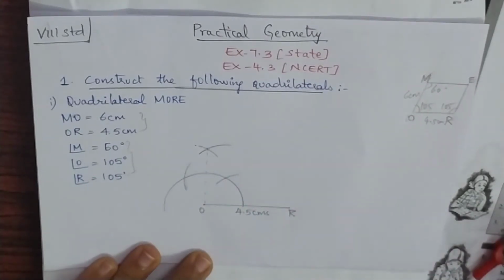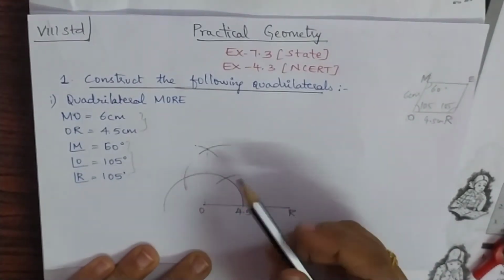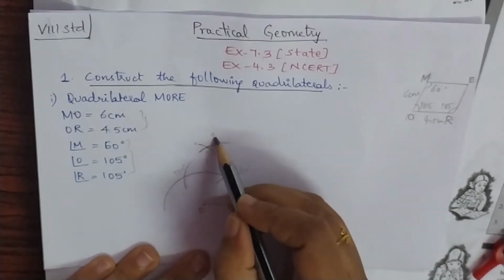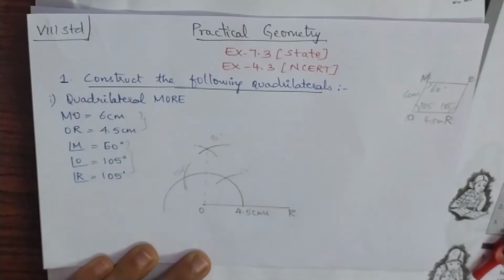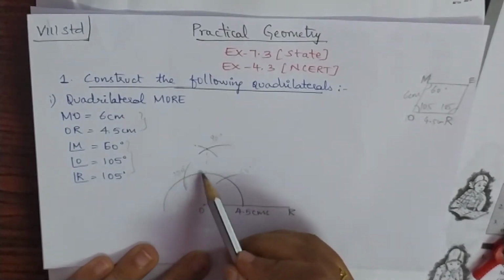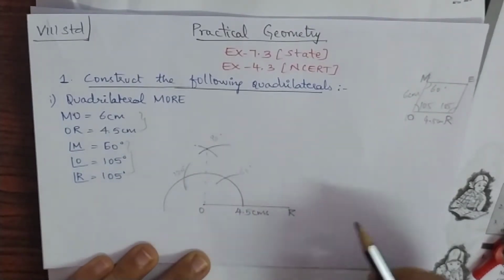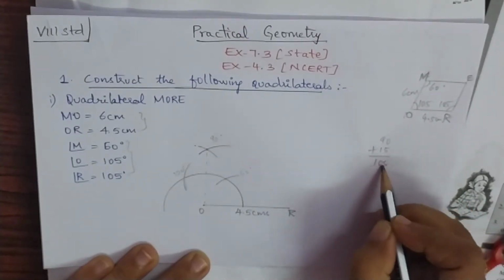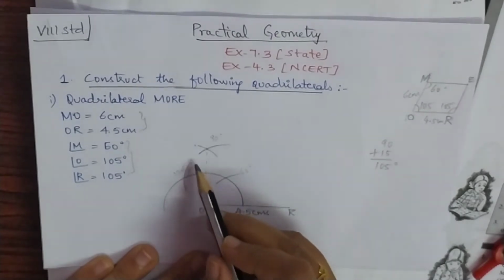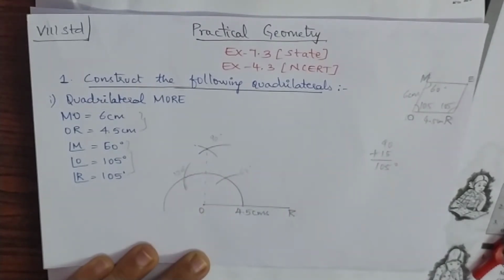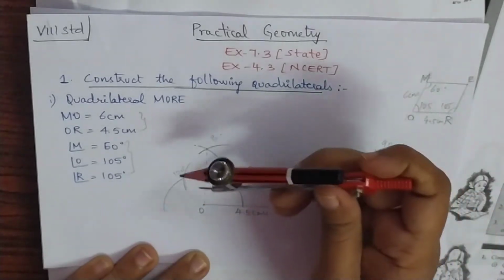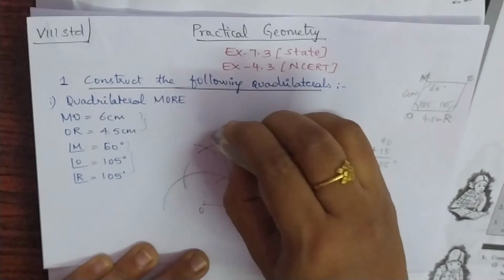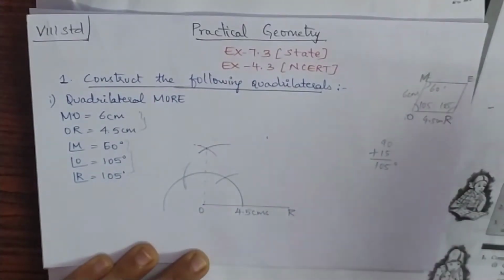We need 105 degree. Now, if this is 60 degree, this is 120 degree, this is 90 degree, what will be 105 degree? It will come between 90 and 120 degree. So 90 plus 15 will be equal to 105 degree. So between this comes the arc of 105 degree. Now let me rub this. This is only for your understanding. I need 105 degree.